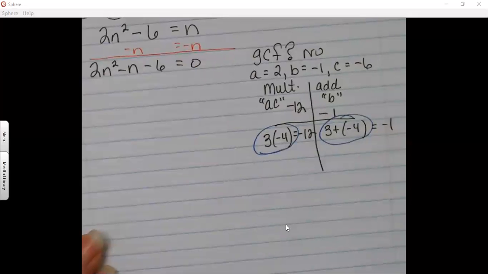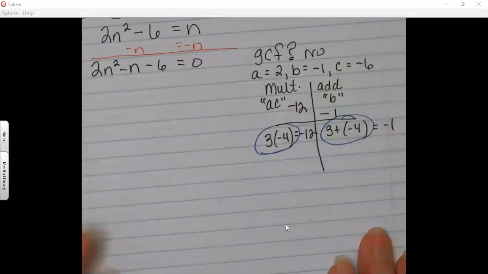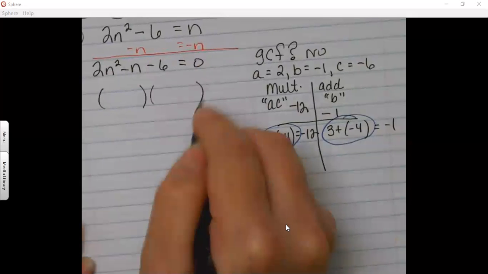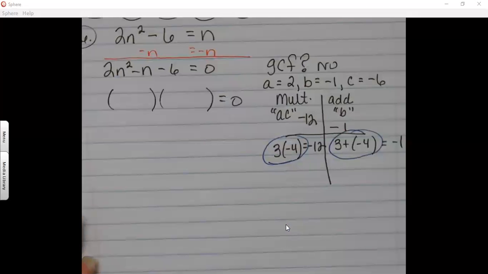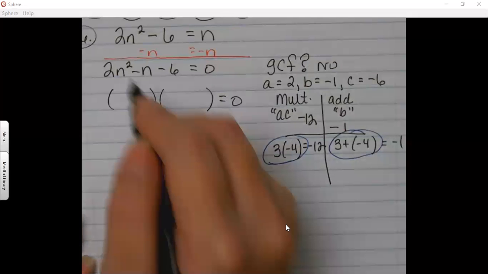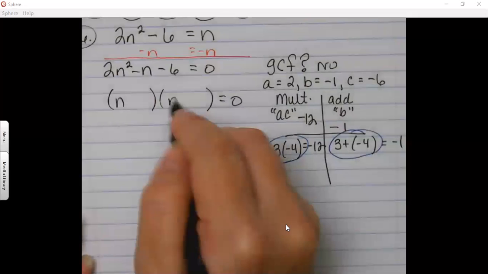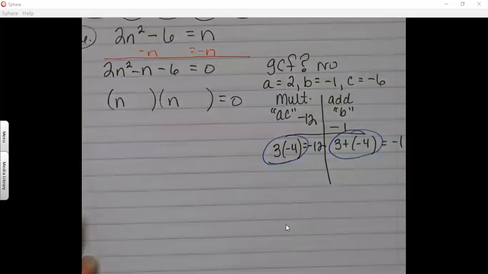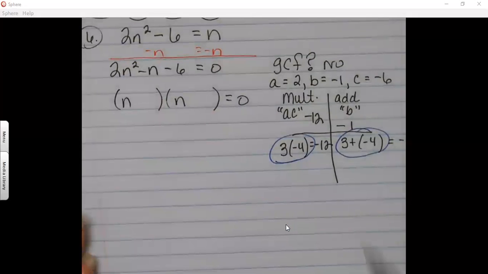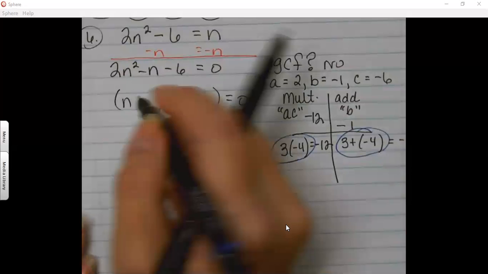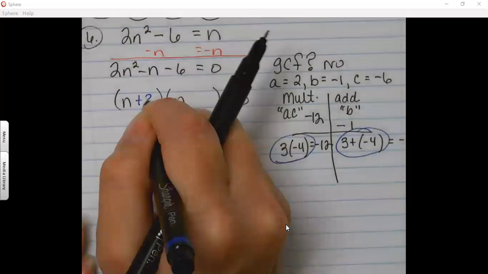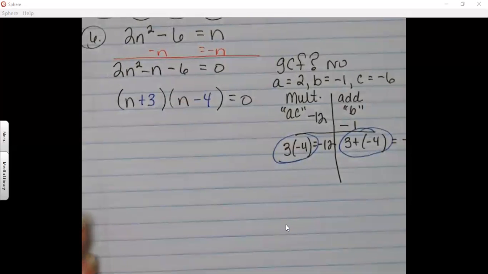So once we know the numbers we're going to use, we make our 2 sets of parentheses, and we're going to put our factors in those parentheses. What is the variable being used in this example? N. Almost went with it. So that's the first term in each set, always. The second term in each set comes from the numbers that we got in the T-chart. So on both sides, the positive 3 and the negative 4 worked. It does not matter which parentheses gets the positive 3 and which parentheses gets the negative 4.